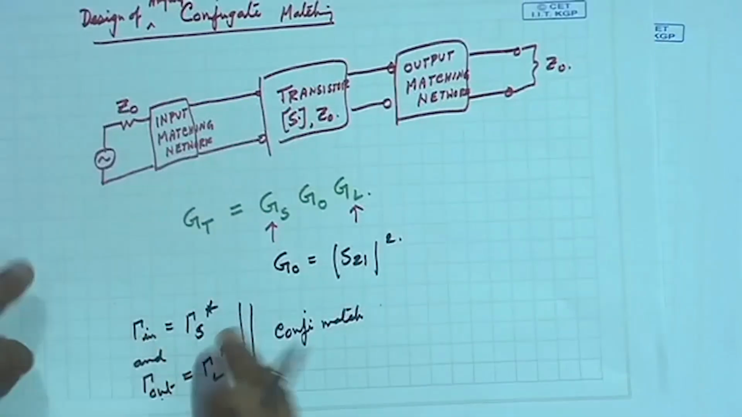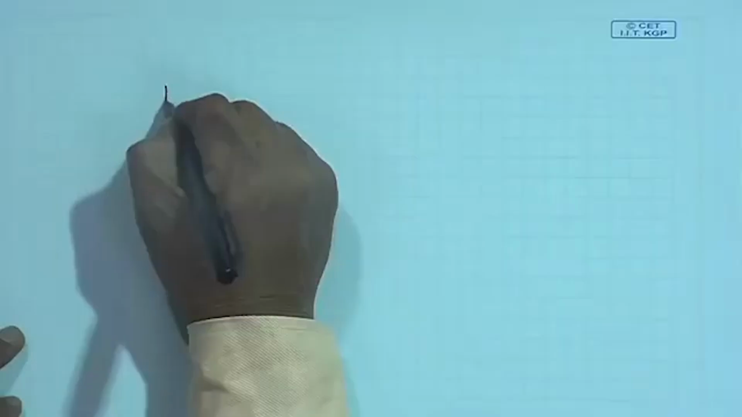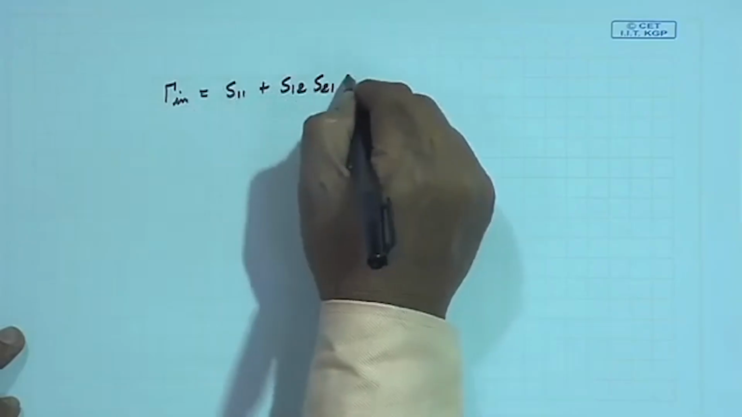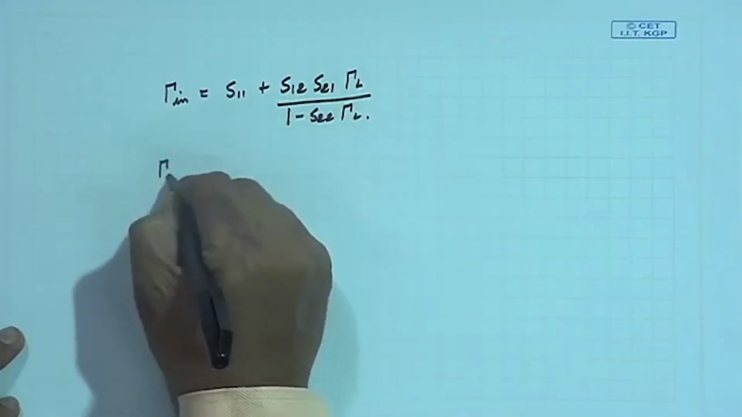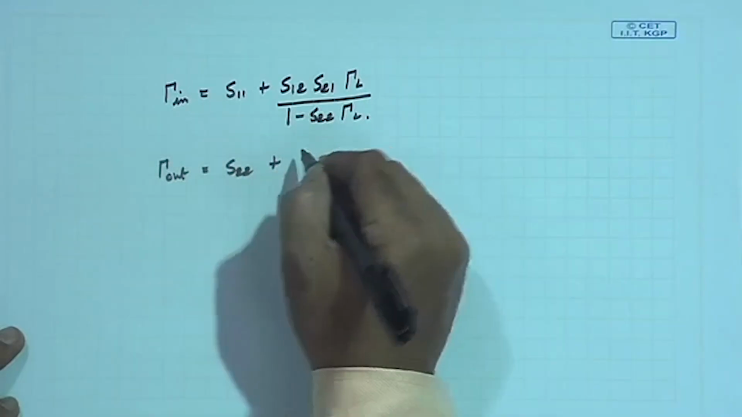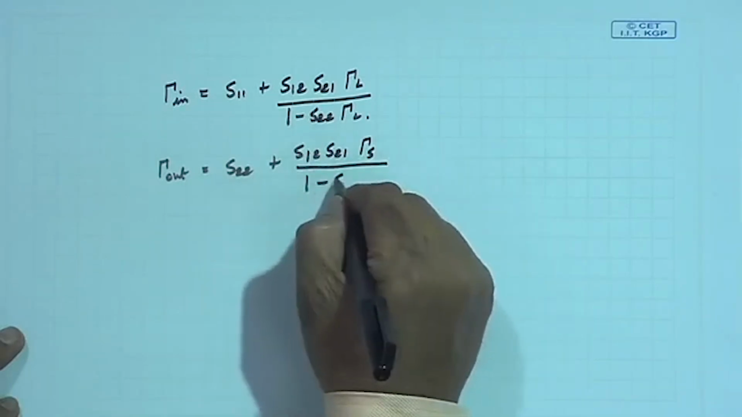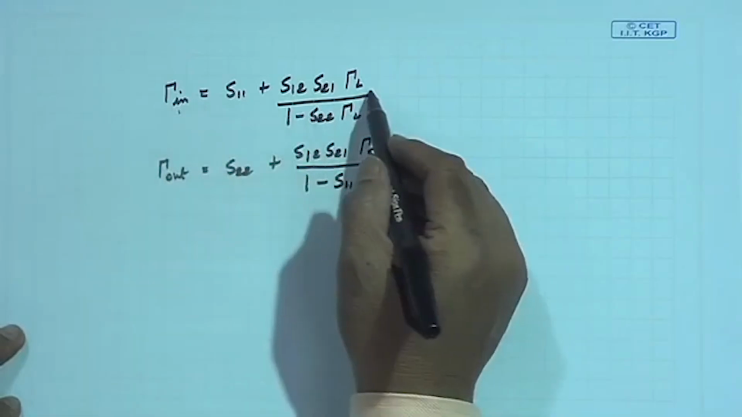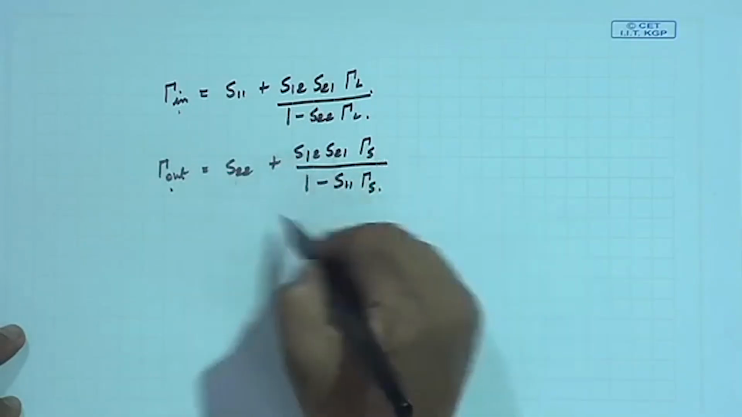Now we have enforced this condition. So, again start from the basic conditions: gamma in is equal to S11 plus S12 S21 gamma L by 1 minus S22 gamma L, and gamma out is equal to S22 plus S12 S21 gamma S by 1 minus S11 gamma S. As I am always saying, gamma in is a function of gamma L and the S parameters of the device, and gamma out is a function of gamma S and the S parameters of the device.